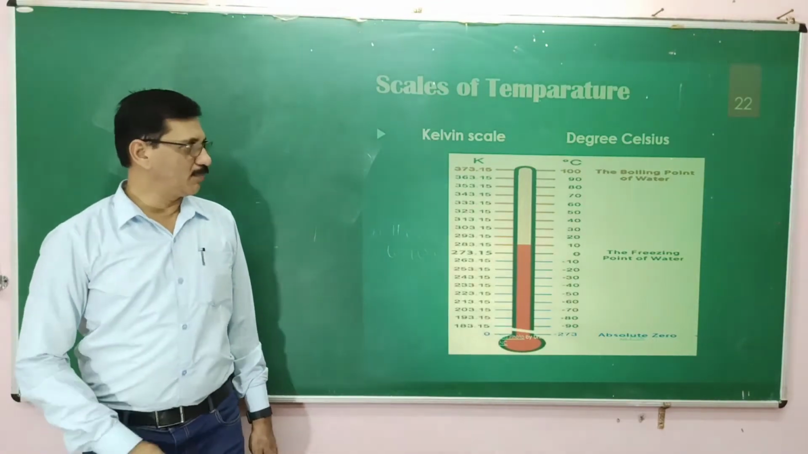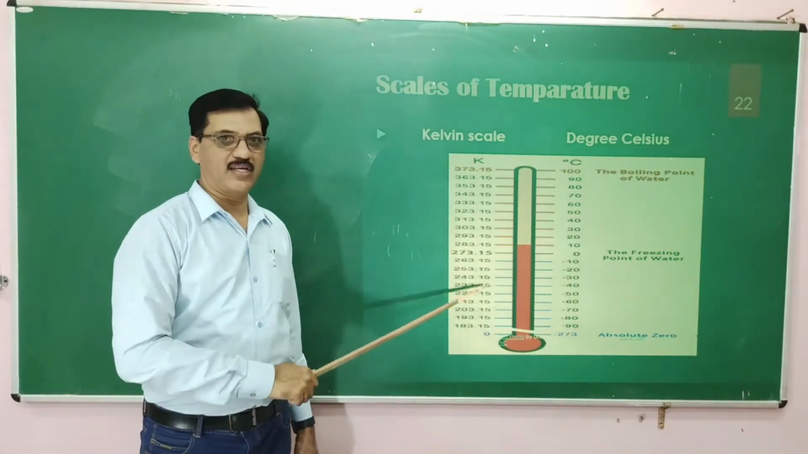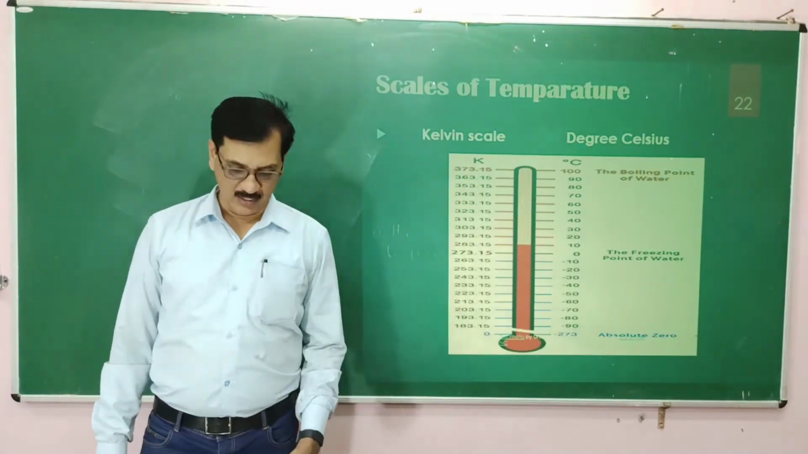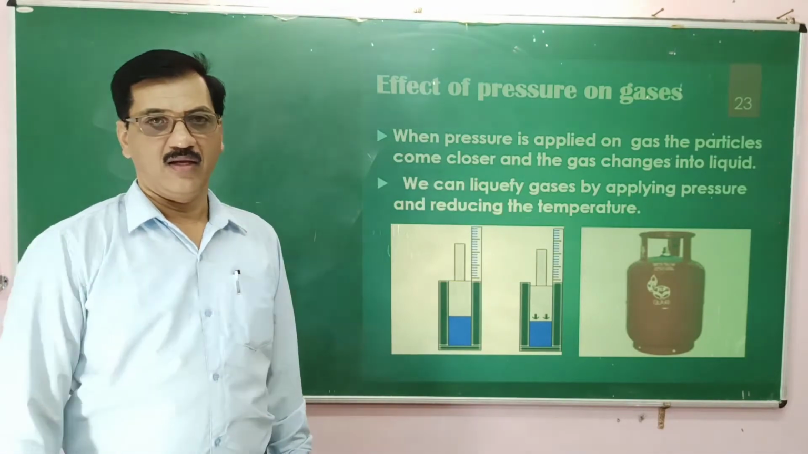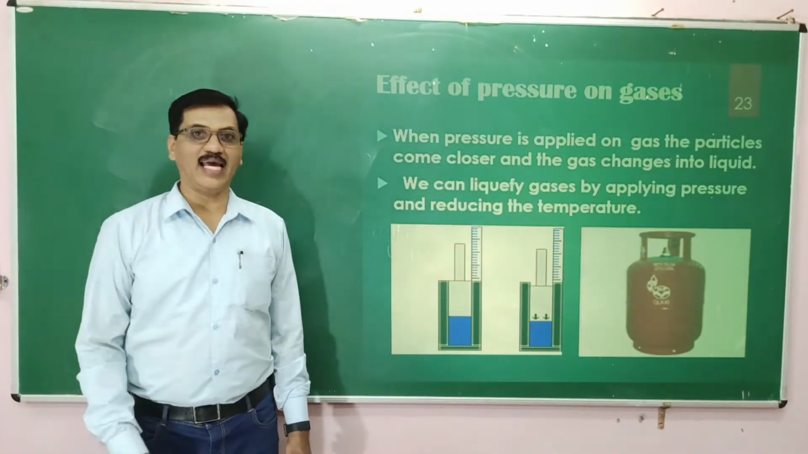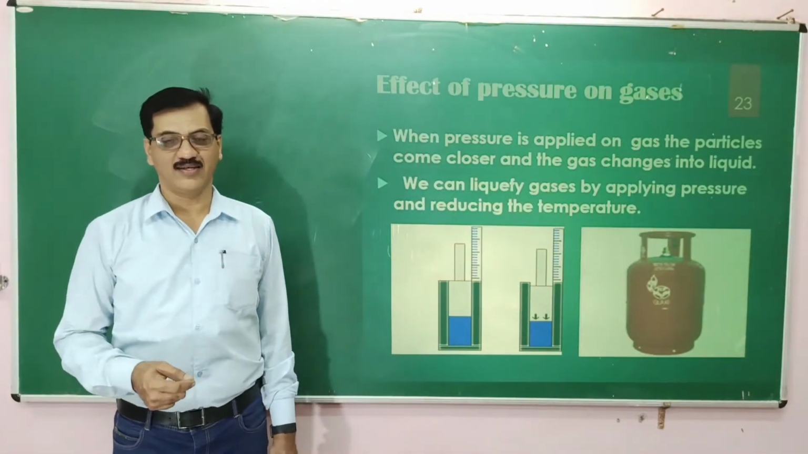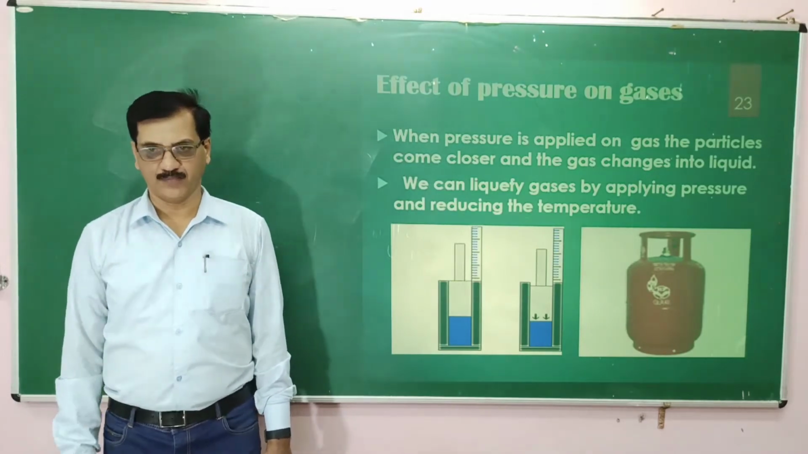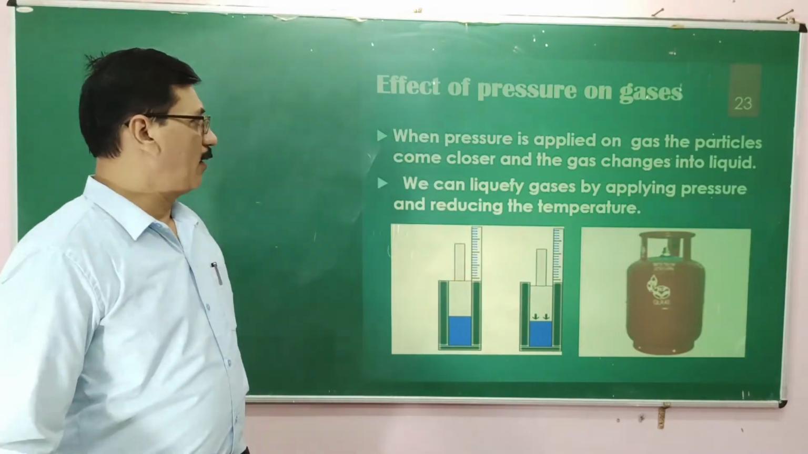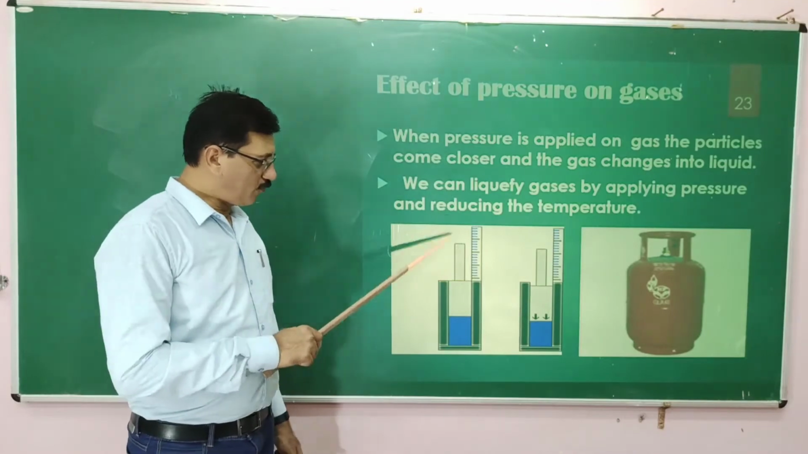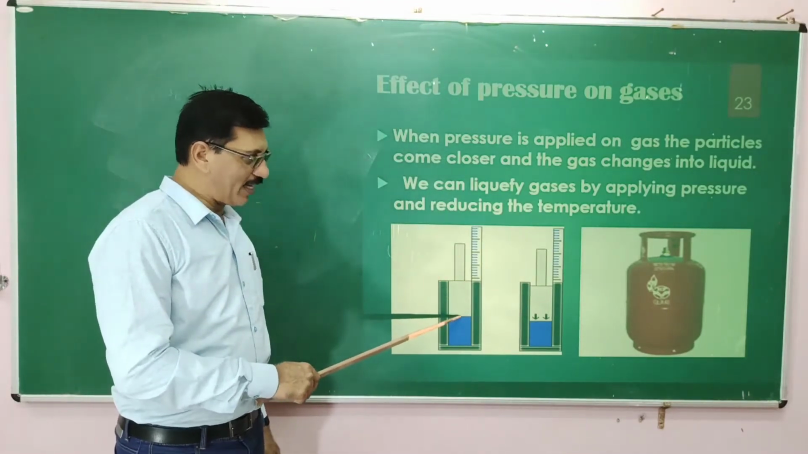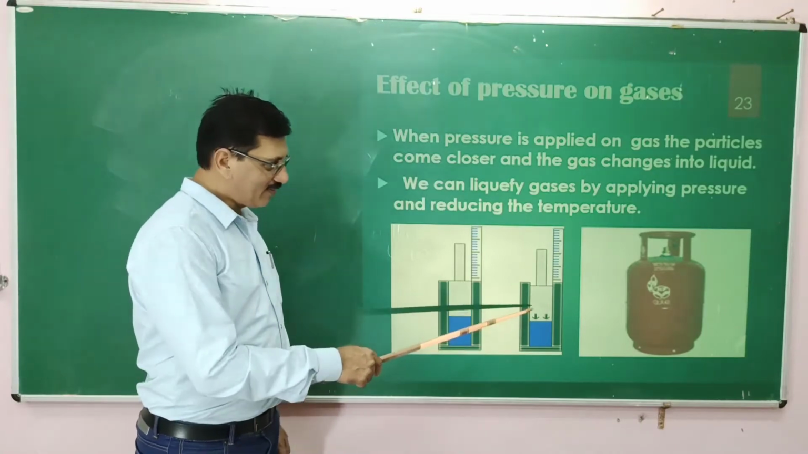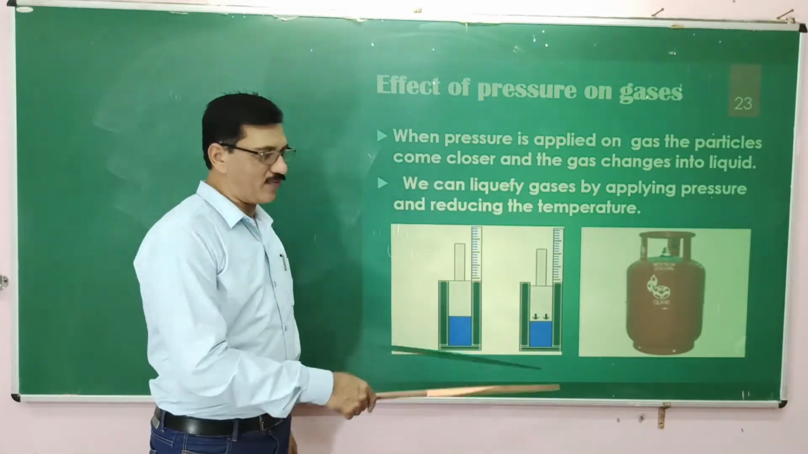So in the system of international units, temperature is measured on the Kelvin scale. There is one more term, pressure. The effect of pressure on gases causes the conversion of state. What is pressure? Pressure is the force applied per unit area. When force is applied, the gas is converted into liquid.